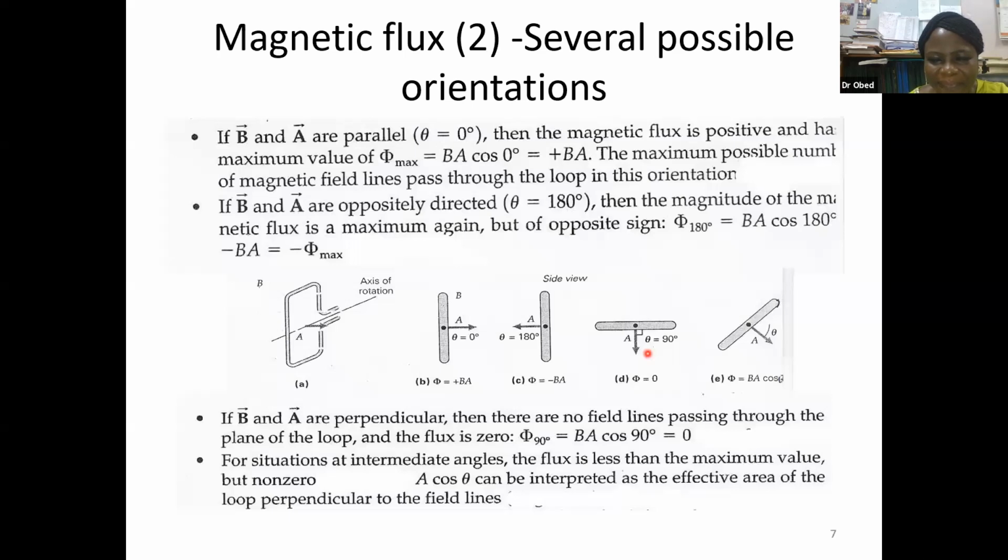Okay. So the last type of orientation that can occur is this. For situations at intermediate angles, at any angle, the flux is less than the maximum value, but it's non-zero. So A cos theta can be interpreted as the effective area of the loop perpendicular to the field lines. So in general, flux is equal to BA cos theta.